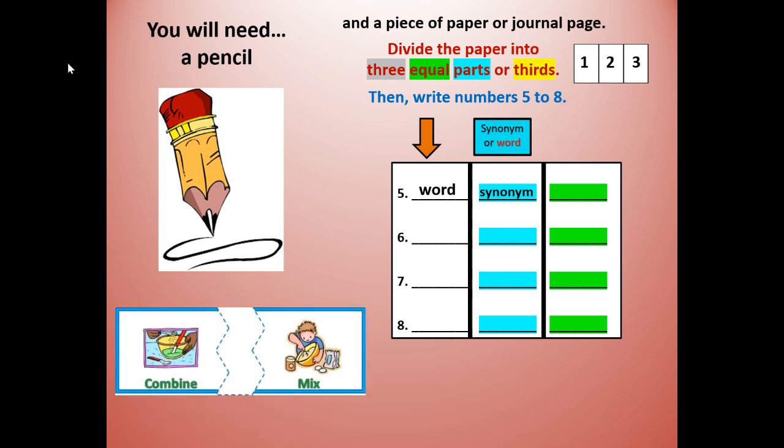And a synonym is a word that means the same or is similar, just like combine is a synonym or is similar to the word mix. They basically mean the same thing. You could also write a shorter definition of the word. If you can't come up with a synonym or a shorter definition, you can just write the word a second time. And then in the third column, draw a quick picture or sketch to help you remember the word.